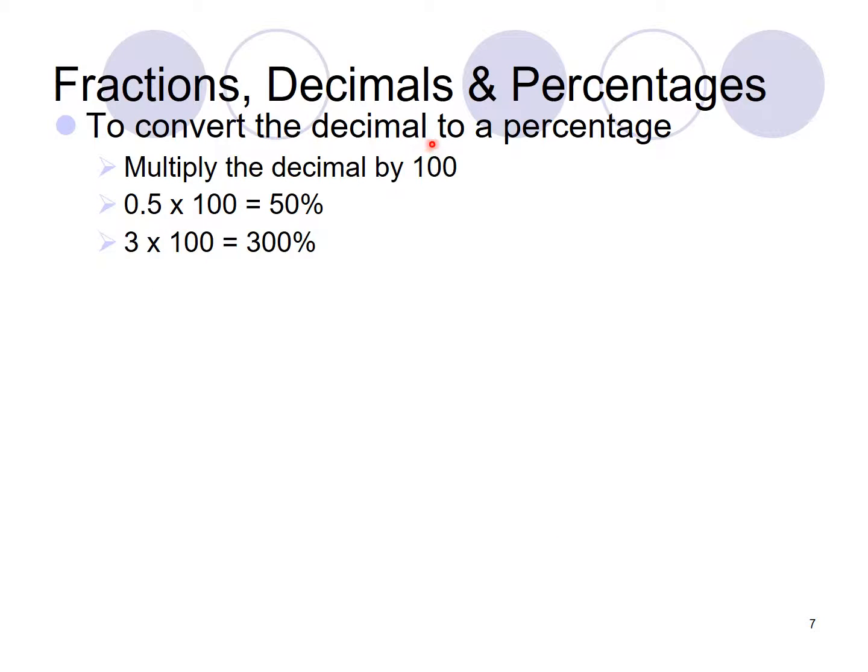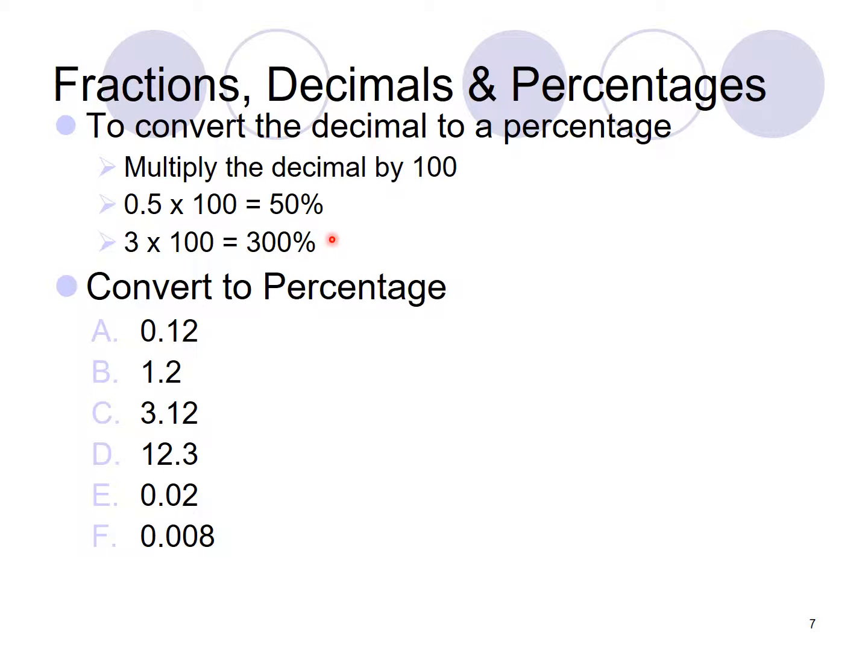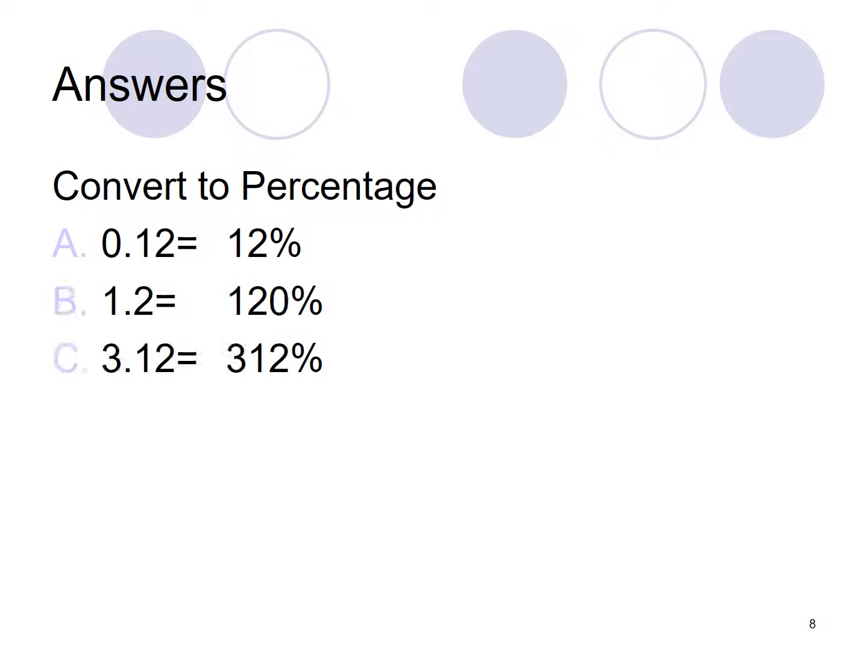Now, converting from a decimal to a percentage, you multiply the decimal by 100 and then you add in the percentage sign. So if we want to convert 0.5 to a percentage, we multiply by 100, or move the decimal point 2 places to the right. Okay, so 50% is what it converts over. 3 multiplied by 100 and you get 300%. And so if you multiply these here, move the decimal point 2 places to the right, or multiply by 100, and here are your answers.